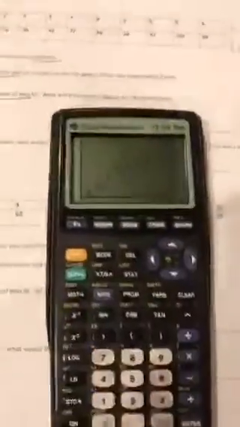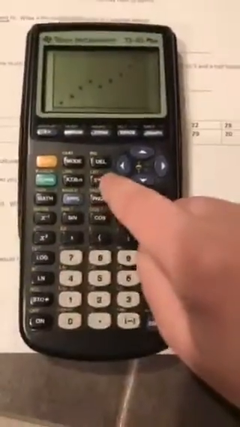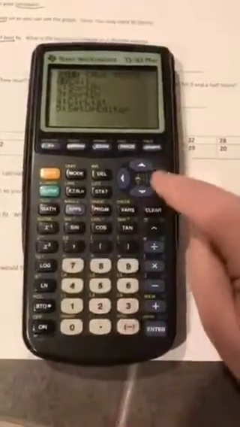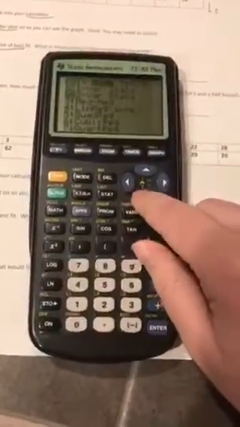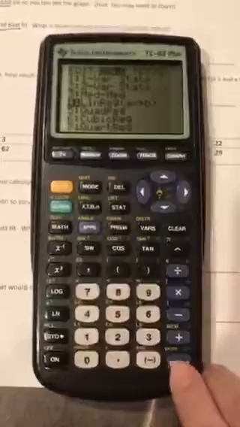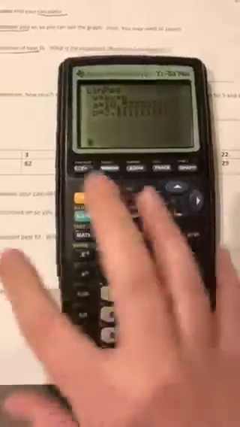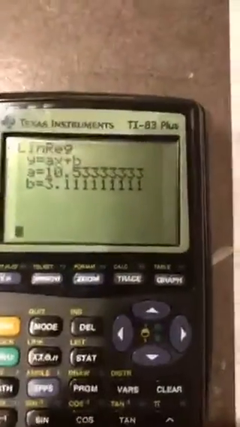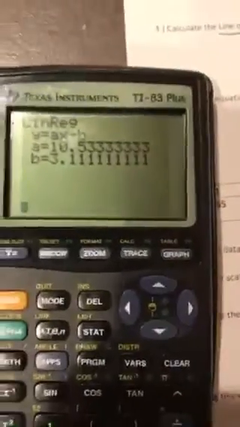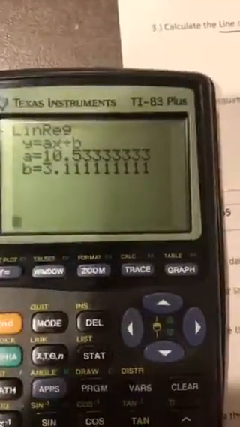So making sure that you keep all that information in L1 and L2. To calculate the line of best fit, you're going to press Stat, and you're going to go over to Calc, and you're going to go down to choice 4, the one that says LinReg AX plus B. Hit Enter. So your screen should look like that, and then hit Enter again. So if you see your calculator screen, you see Y equals AX plus B, and then A is 10.5333 and B is 3.111. So we use those for our line of best fit.